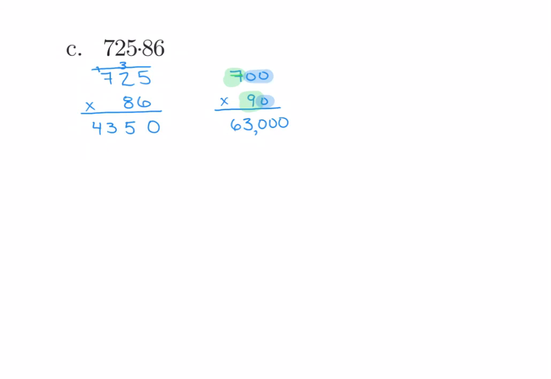All right, let's go ahead and multiply by the 8. 8 times 5 is 40. 8 times 2 is 16, plus 4 is 20. 8 times 7 is 56, plus 2 is 58.